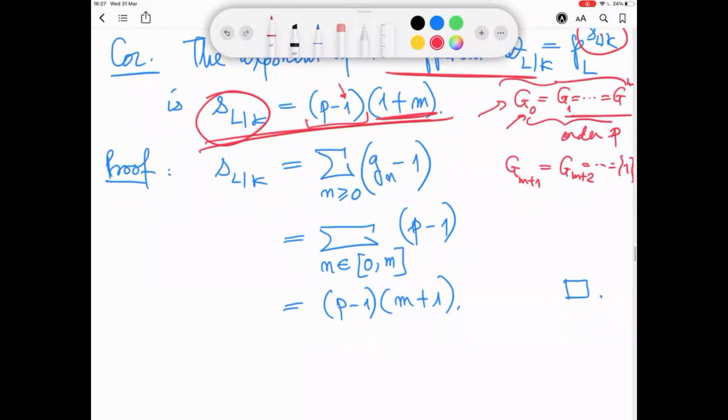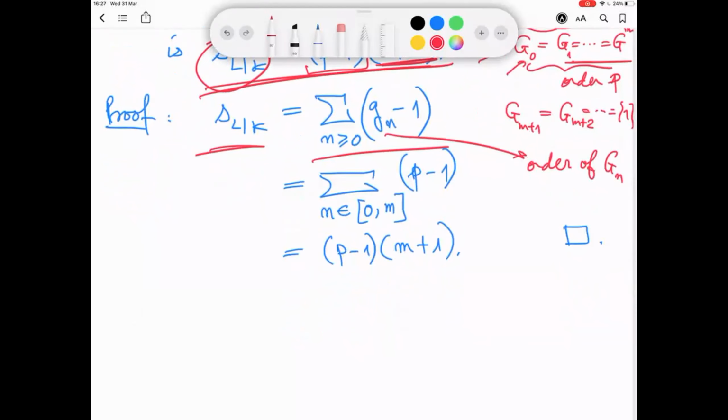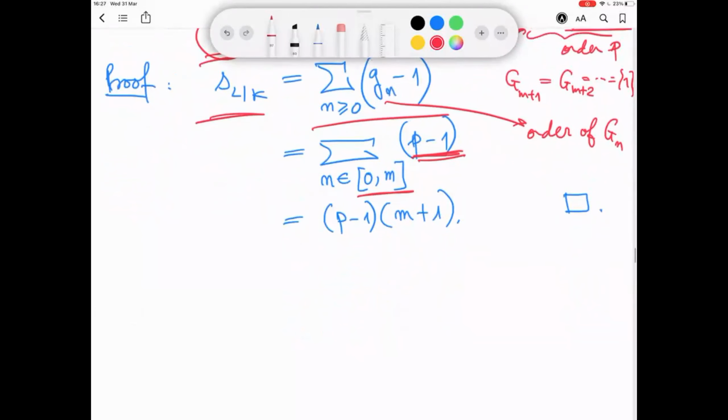And what is the proof? Yeah, here is the proof. The exponent of the different was the sum over all nonnegative integers n of g_n minus 1, where g_n is the order of the group G_n, and the order is equal to p for n between 0 and m, and it's equal to 1 otherwise. So the contribution of those ones is 0, and what I get is this.